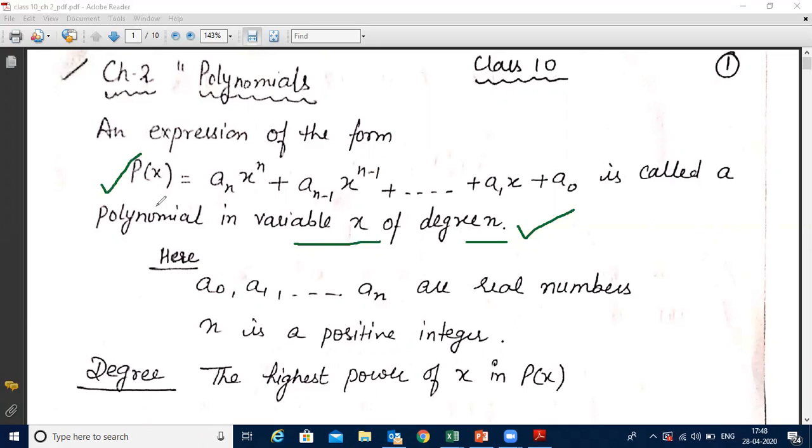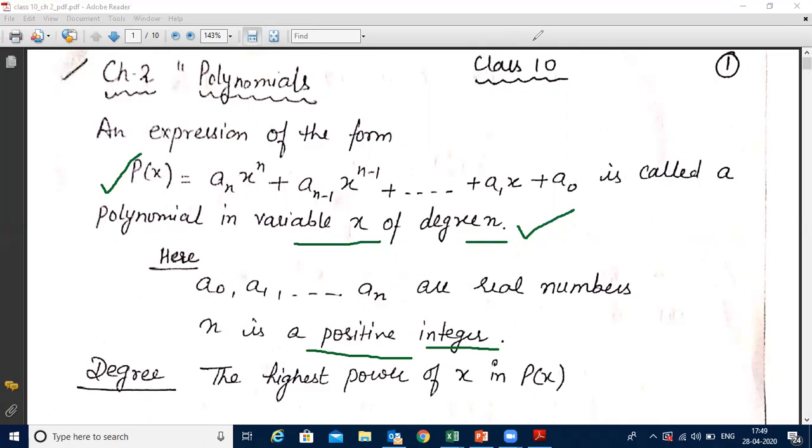Actually, a polynomial is an algebraic expression which contains terms having variable of degree n, and n should be a positive integer. Okay, n should be a positive integer. It cannot be negative, it cannot be a fraction because it is an integer. Okay. Now, what do you mean by the degree?